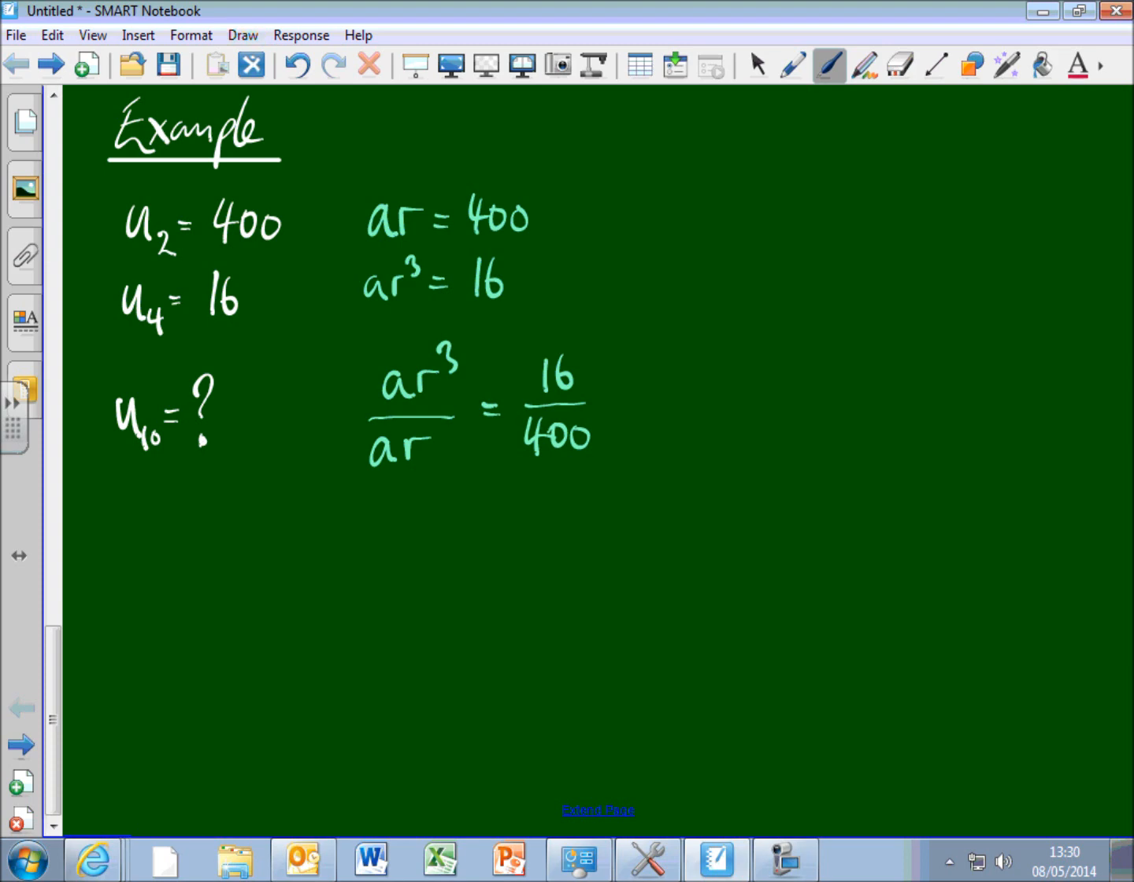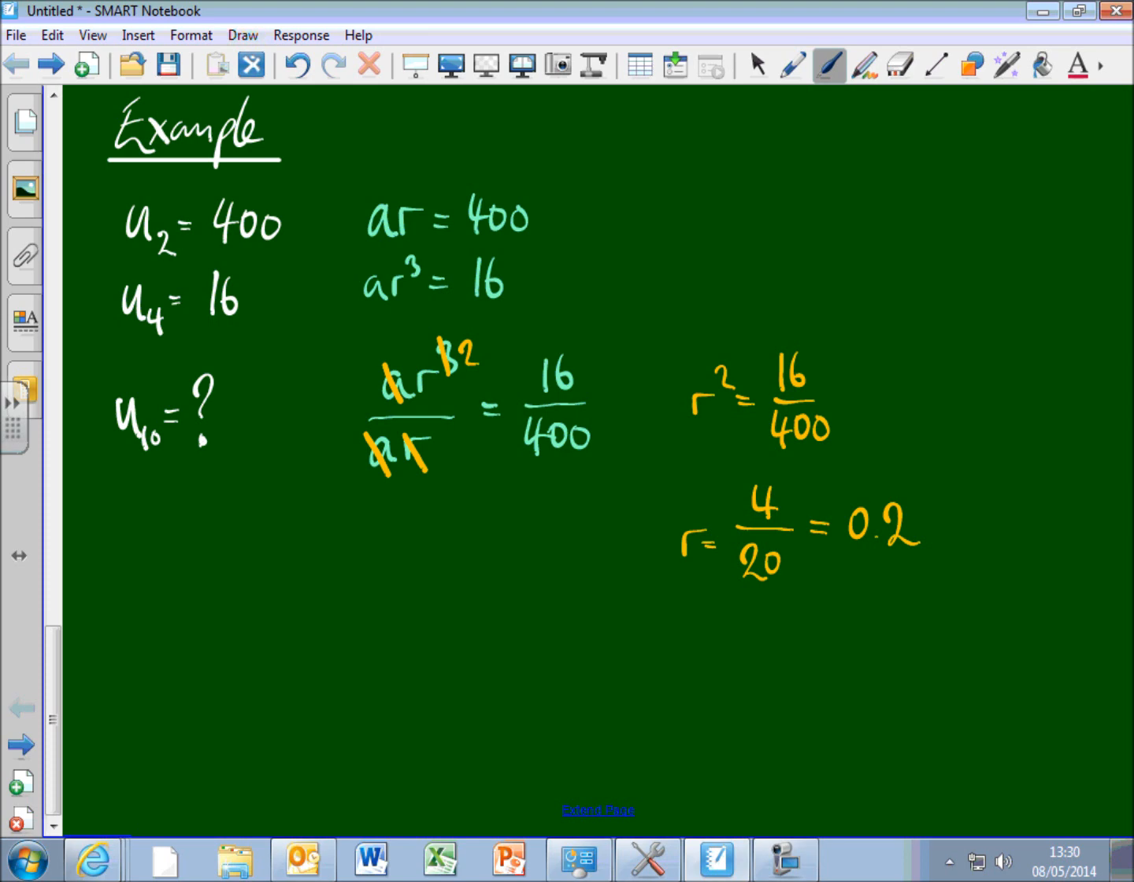Well, what happens when we cancel now? We're going to cancel an A from the top and the bottom. We're going to cancel an R from the bottom with an R on the top, so that becomes squared, right? Okay, so what we found out is that R squared is equal to 16 over 400. So a square root now to find out what R is. If we square root this, square root 16 is 4, and the square root of 400 is 20, isn't it? So is this a fifth? 1 out of 5? Yeah? 1/5, 0.2.